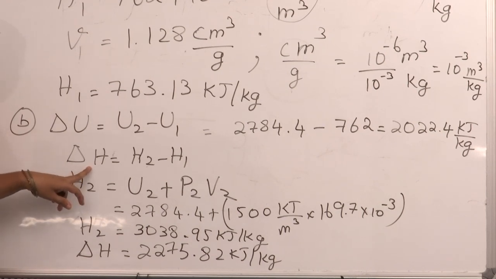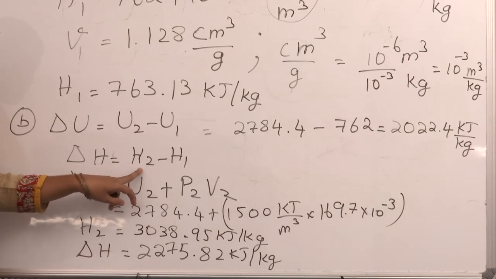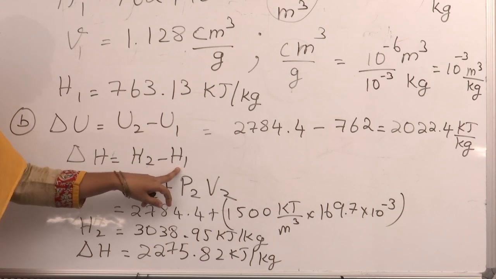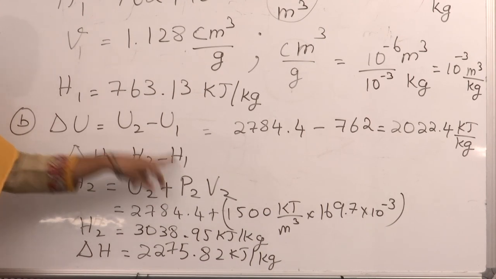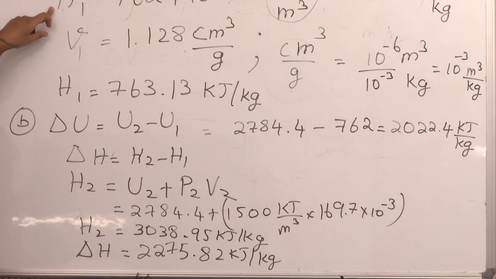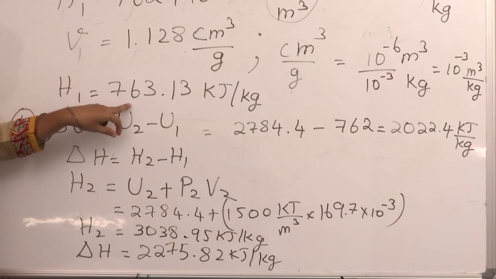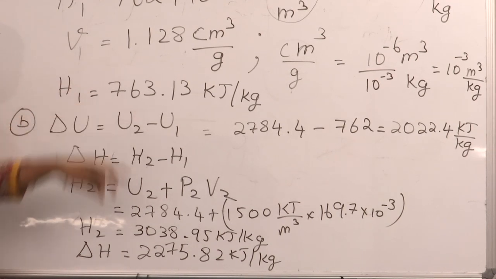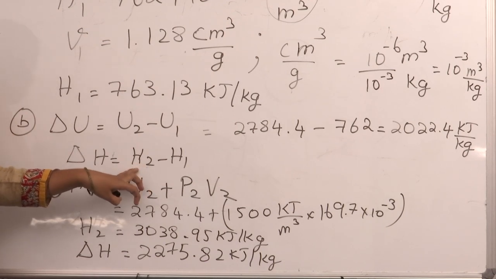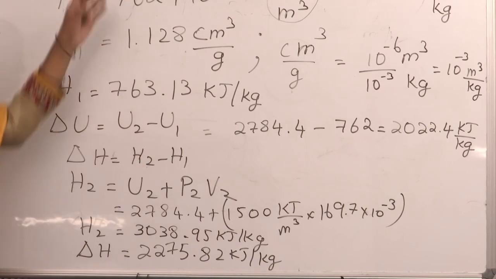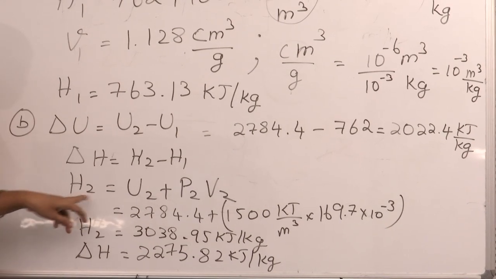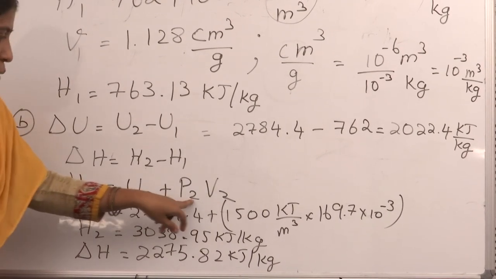What is delta H? Similarly, change in enthalpy is that of the second process minus that of the first process. The first process, do you know from the previous step? Yes, it has already been calculated in the previous step of this first part of the problem. Do you know H2? H2 is not known, but we need to find the same H2 by the previous method. So H2 is U2 plus P2 into V2.